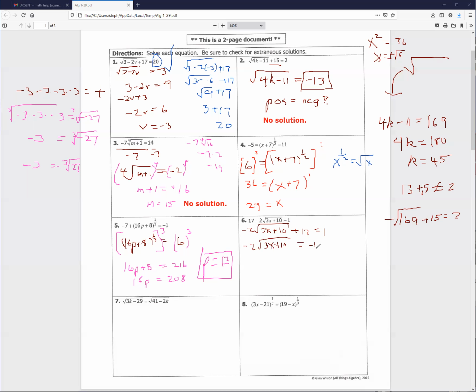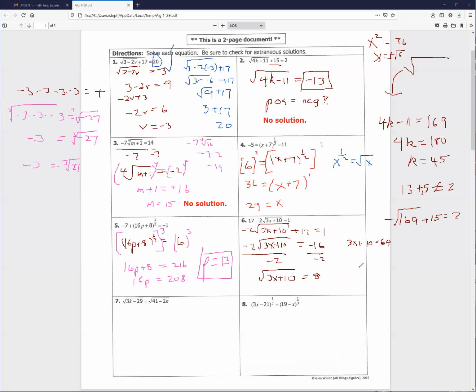equals negative 16. And at first we're a little scared because we got a square root equals a negative, but it's okay because we also got this negative out here. Divide by negative 2, and now we've got square root of 3x plus 10 equals a positive 8. All right, that checks out. We can do this. So we'll square both sides, and we'll get 3x plus 10 equals 64.